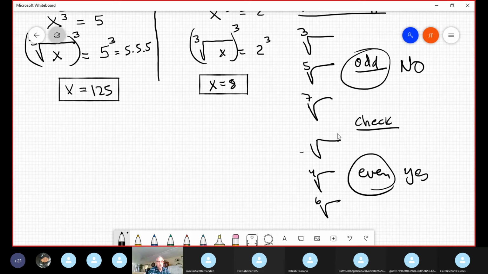Okay, in this case, the solution set is 125 and 8. Final answer. Super.